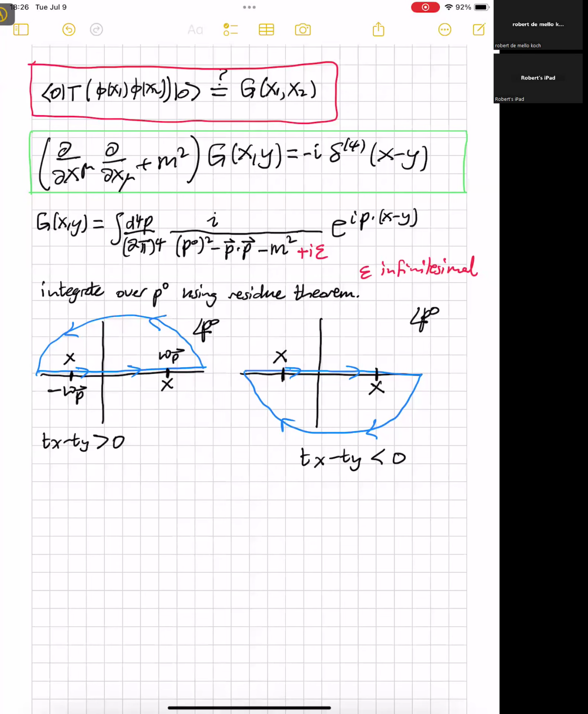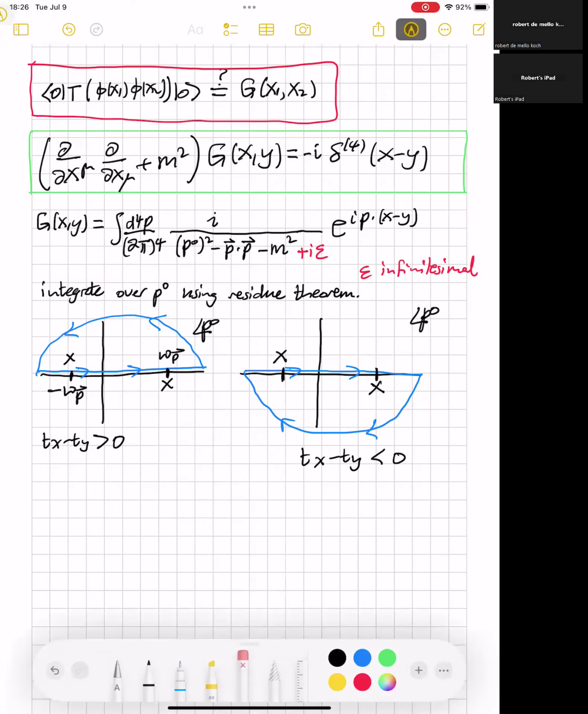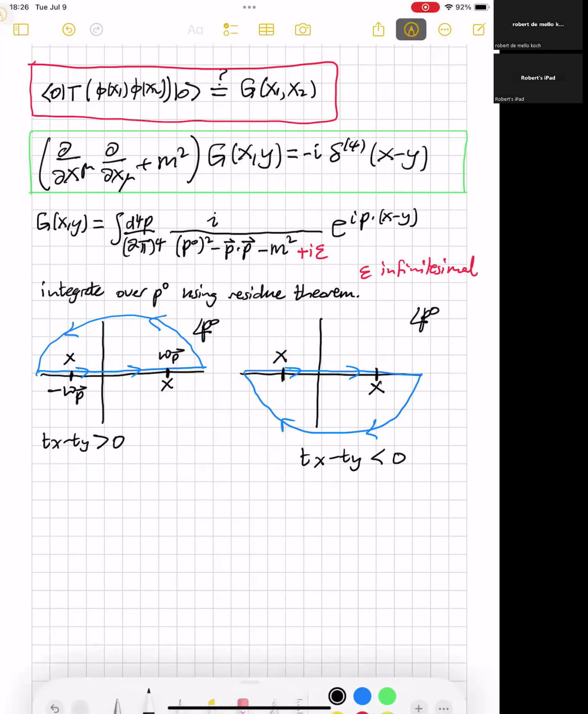Okay, good. So let's evaluate the residue at P naught is equal to omega P.